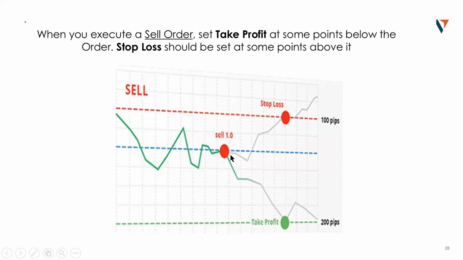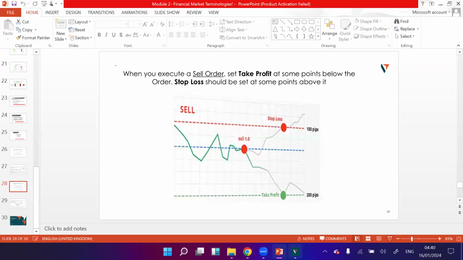So for a sell trade, you set your stop loss above your current price. Why? Because you expect price to come down. If price is going to come down, your take profit is going to be down. So when price is coming down, that's when you're in profit. If price starts going up in a sell trade, that is bad. That is negative, right? So let's quickly do something here. Let's see.